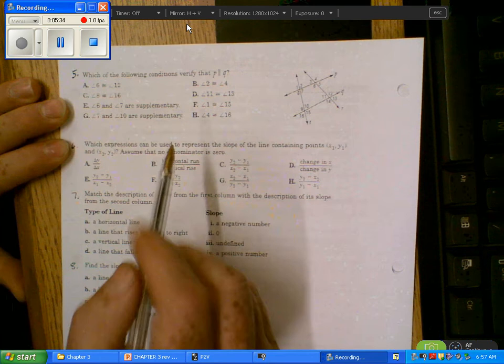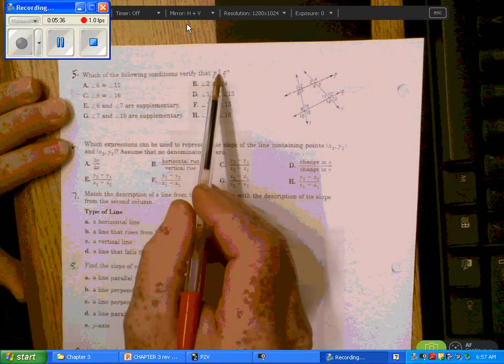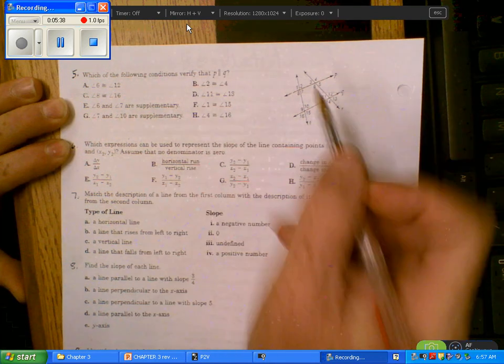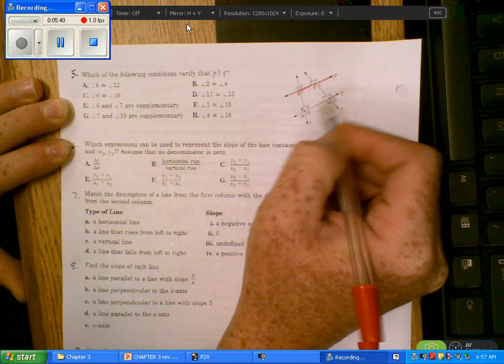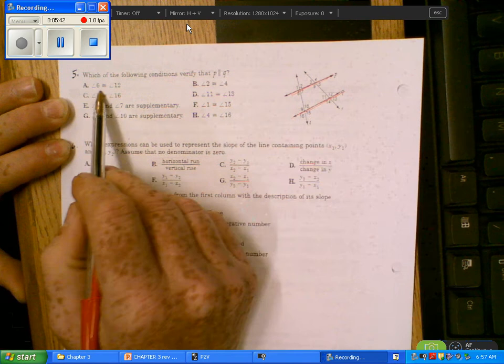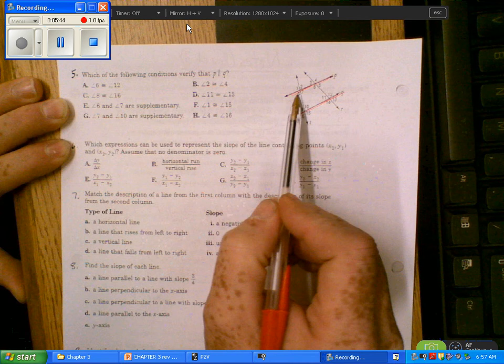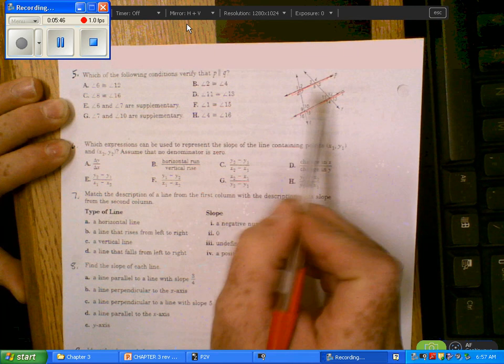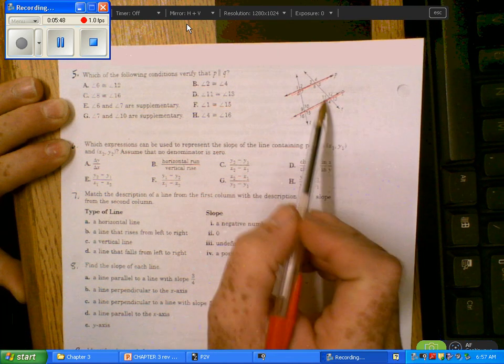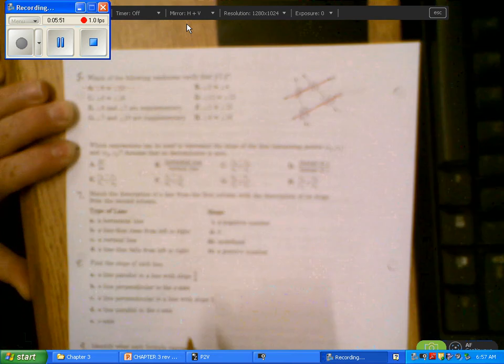Which of the following conditions verify that P is parallel to Q? So line P is right here, line Q is right here. Angle 6 is congruent to angle 12. Angle 6, angle 12, since they go opposite corners like this, they are not related to each other, so that's not one of them.